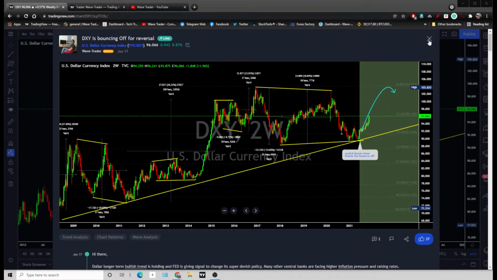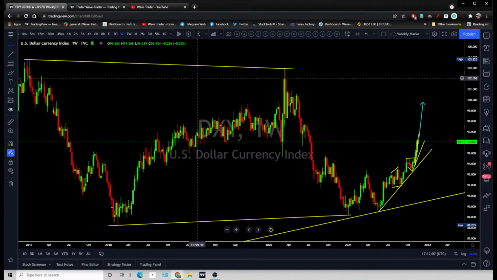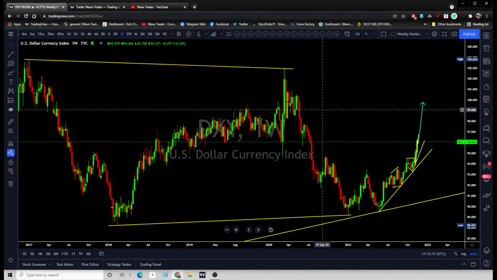Policy change is coming, which I was talking about previously in my videos, that November is going to be a very important month. We may see a policy change in November, and that is causing the dollar to go higher. So the fundamentals are very much clear.